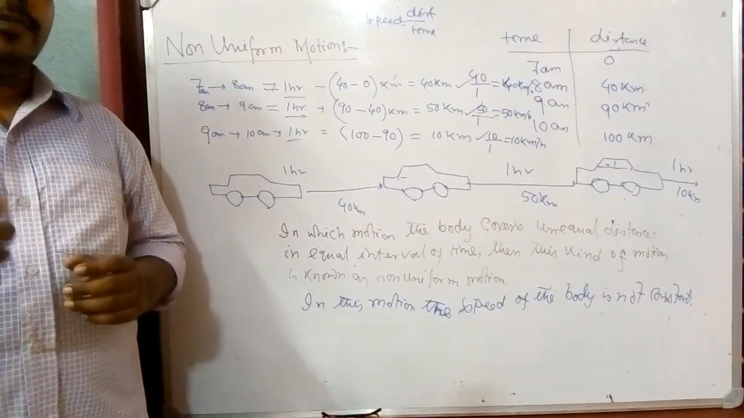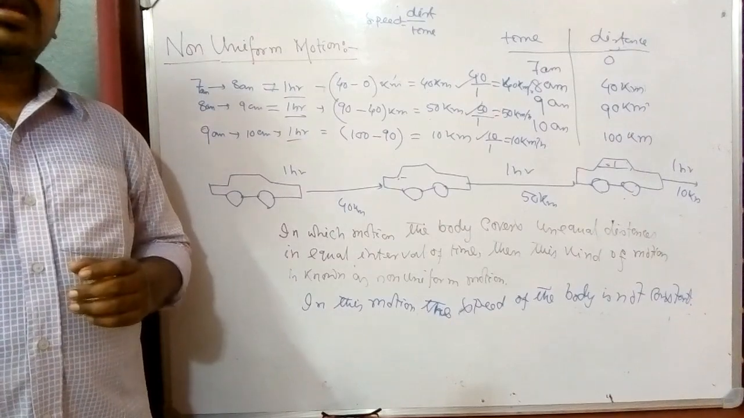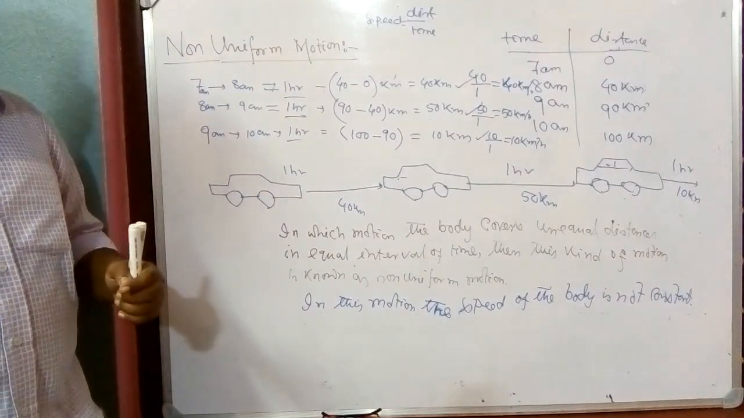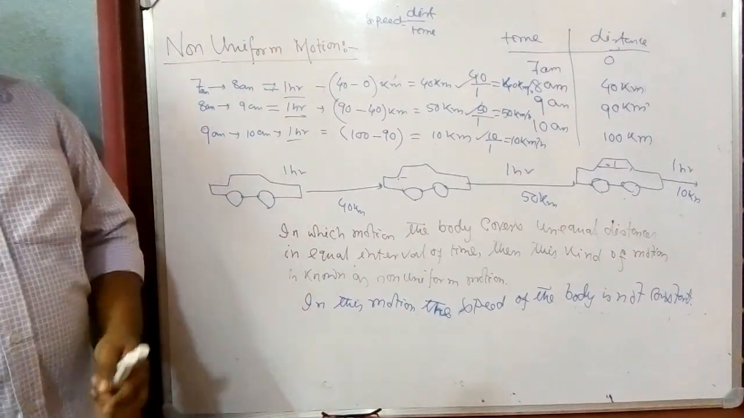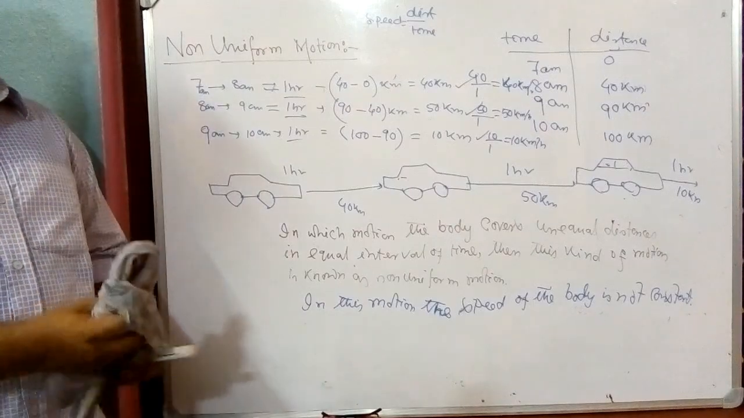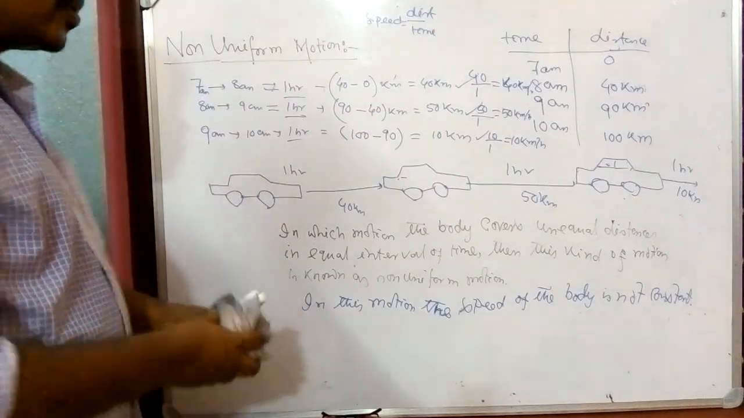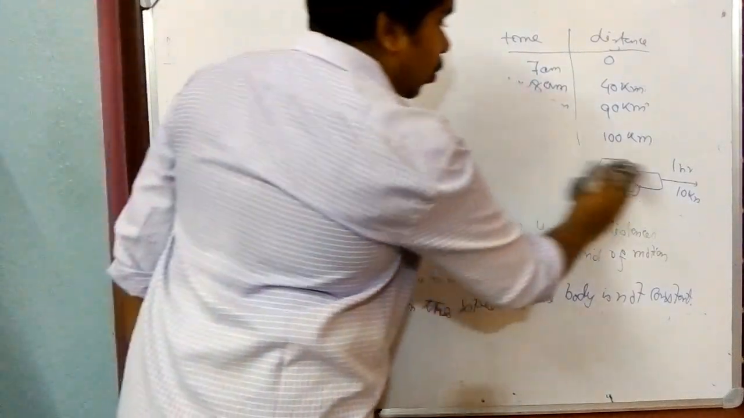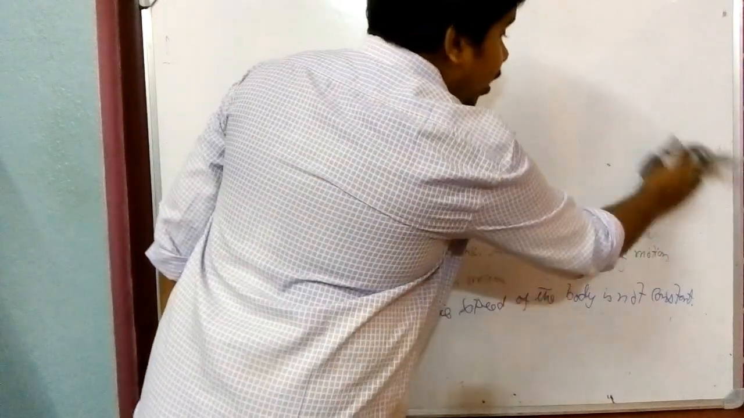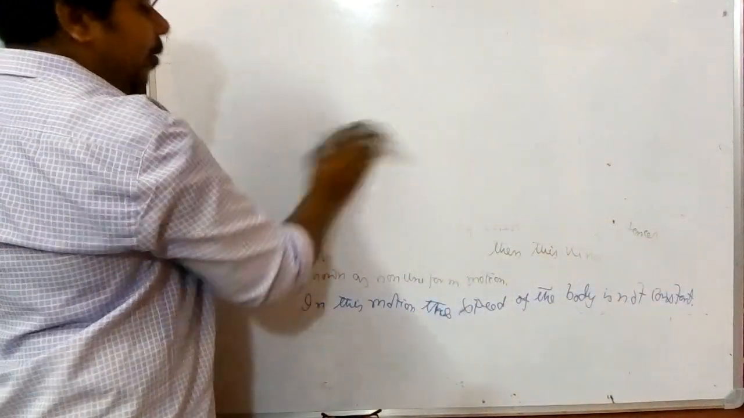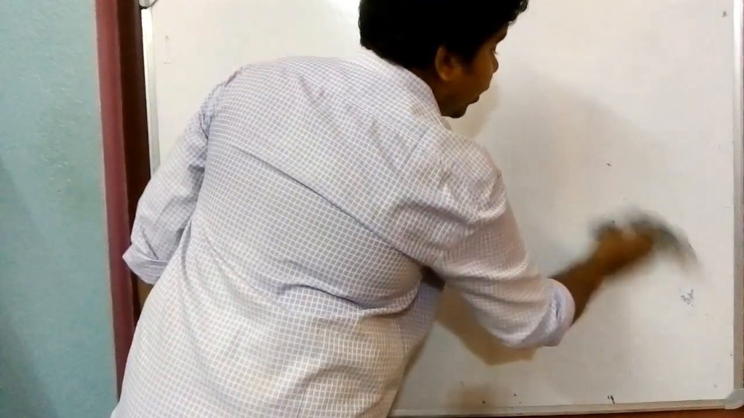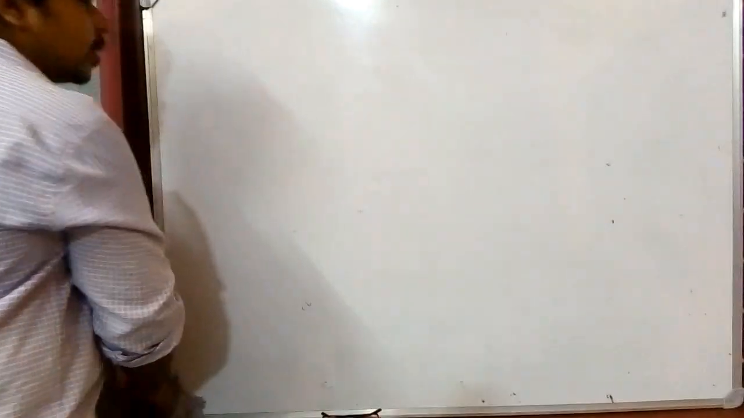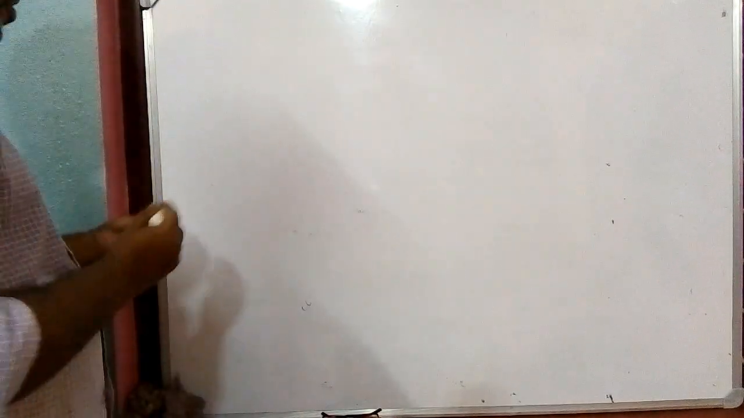I know that you have done it in the previous class, but here also, you have understood the need for average speed, because only in non-uniform motion do we need to learn about average speed. So our next target is to learn about average speed. My question is, where do we need to find the average speed? Because in uniform motion we don't need it. The average speed needs to be found when it is non-uniform speed. Okay, so let's start.